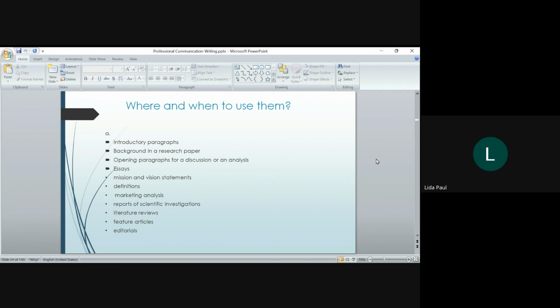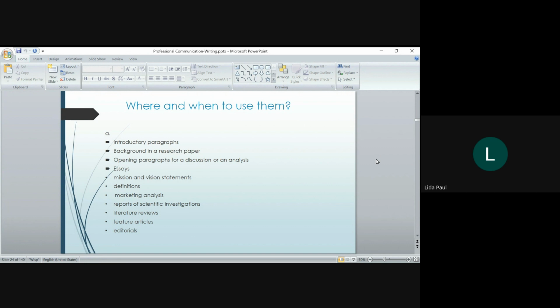Mission and vision statements, right? We will be familiar with these. Almost all institutions and organizations have a vision and mission statement. Vision and mission statements will have to follow the general to specific format. Definitions that you see in textbooks follow the same pattern, general and then specific. The marketing analysis that you do again requires the same kind of arrangement. Make the general statement, then give the specifics.